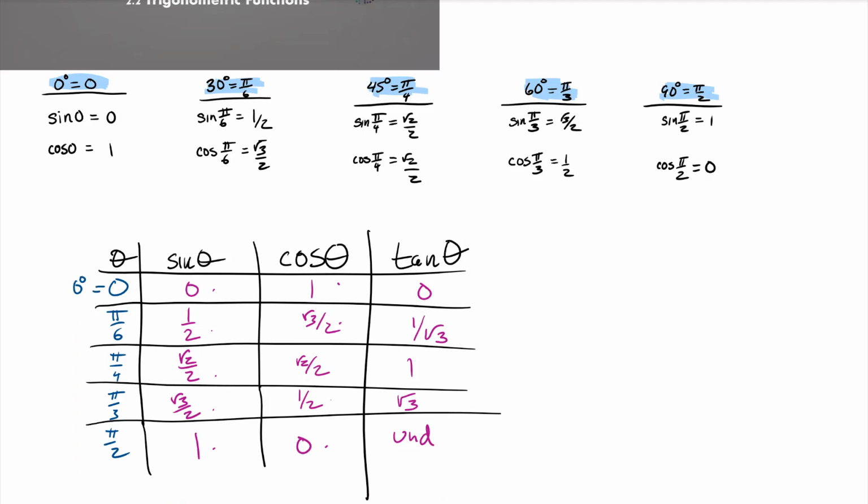But 0 degrees is the same thing as 0. 30 degrees is the same thing as pi over 6. 45 degrees is the same as pi over 4. 60 degrees is the same thing as pi over 3. And 90 degrees is exactly the same thing as pi over 2. So those values will remain the same.